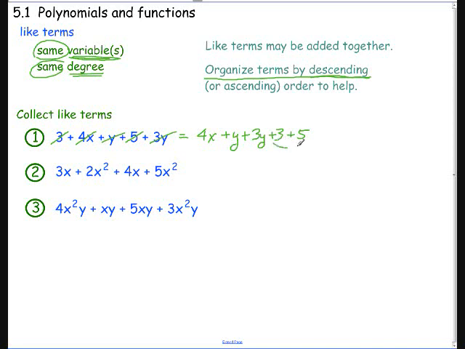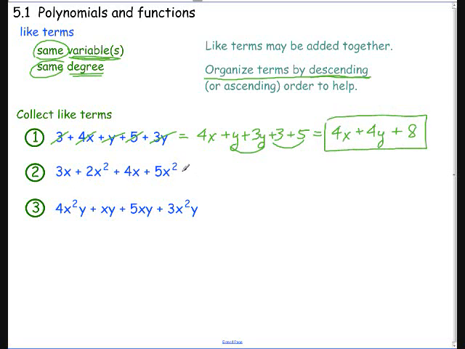And this does make it easier because I've got these together, and there is nothing that looks like my 4x, so that cannot be combined with anything else. But these, my y to the first and my y to the first, those can be combined. So if I have 1y plus 3y, I now have 4y to the first plus 8. So that would be collecting like terms.